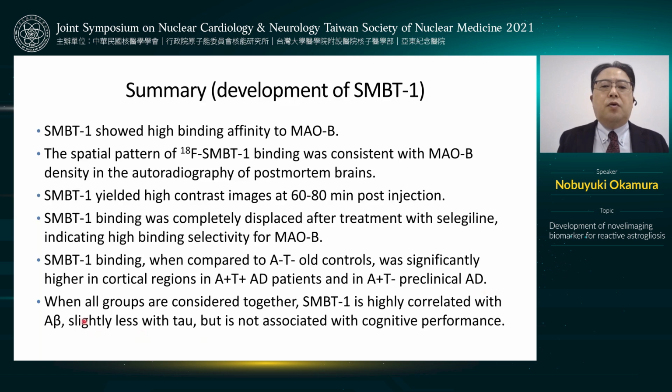And when all groups are considered together, SMBT1 is highly correlated with A-beta, slightly less with tau, but is not associated with cognitive performance. From these results, we concluded that SMBT1 is a highly selective MAO-B tracer and can be used as a surrogate marker for in vivo assessment of reactive astrogliosis in clinical studies.